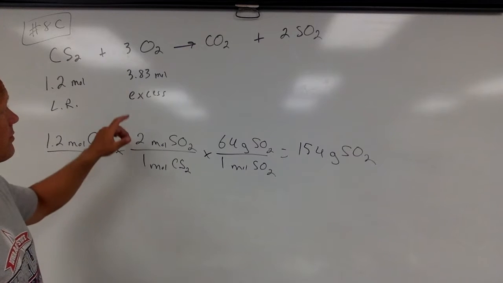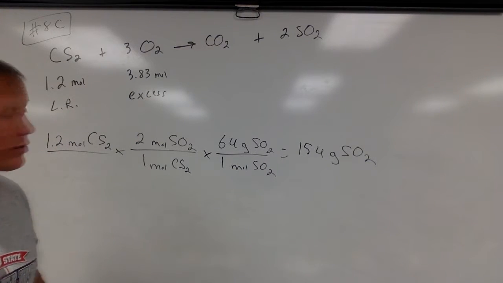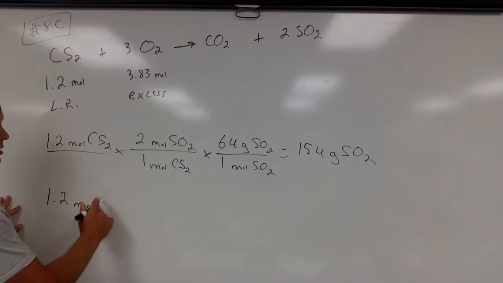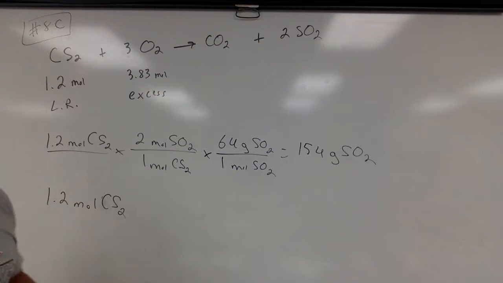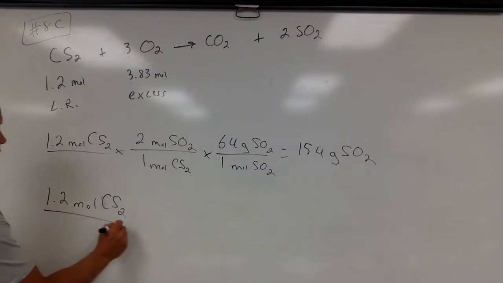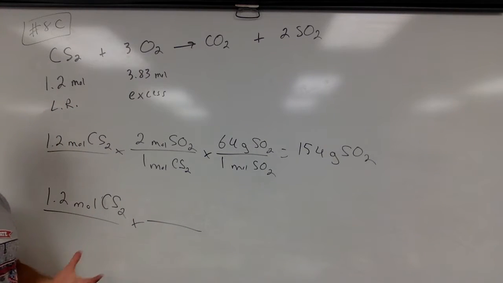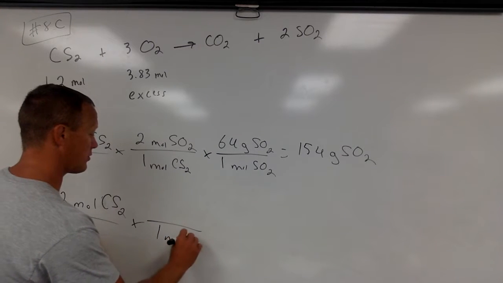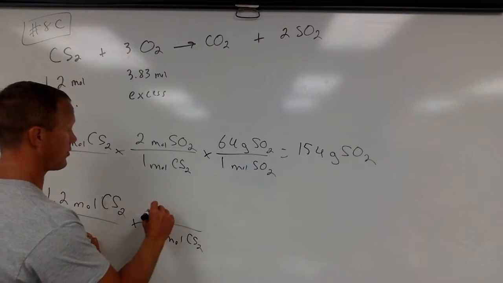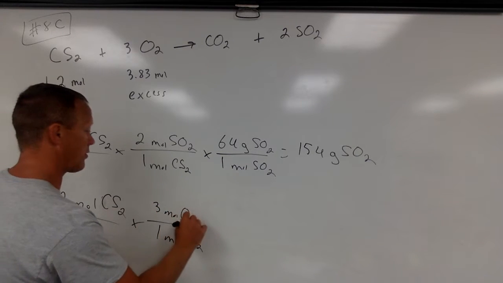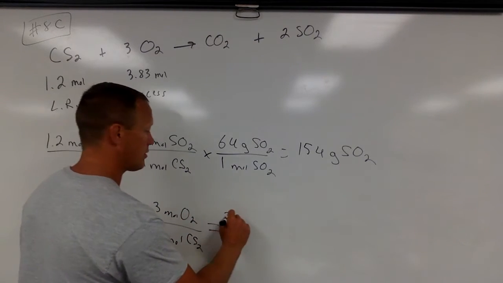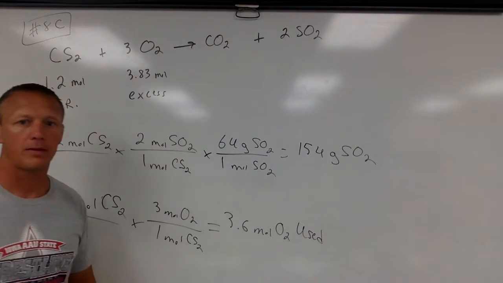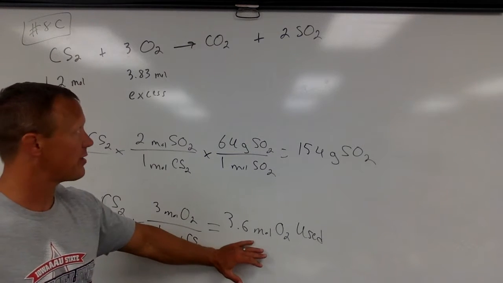So we need to figure out, first of all, how much O2 was used. Well, I'm going to start with 1.2 moles of CS2 because I know all of that was used. That's my limiting reactant. And remember, stoichiometry always tells you how much was used or produced. So we're going to do our mole ratio. For every 1 mole of CS2, there's 3 moles of O2. So again, that tells us the amount of oxygen that was used in the reaction from our limiting reactant.